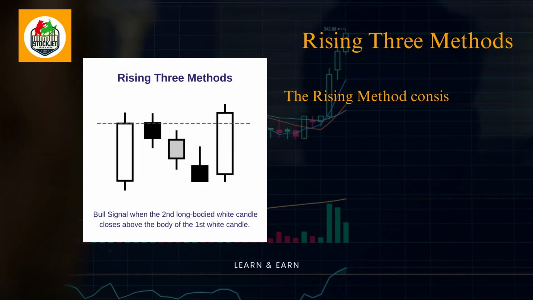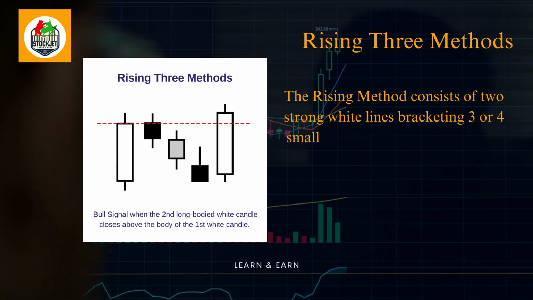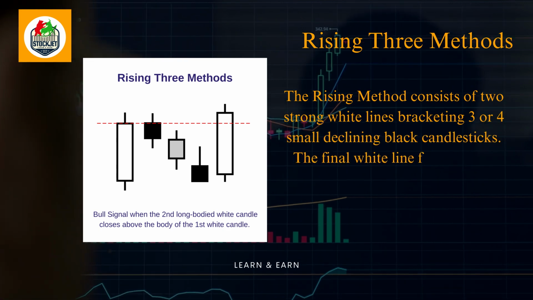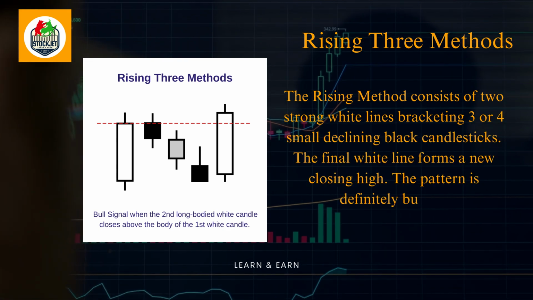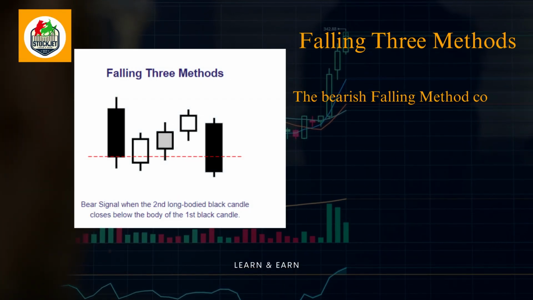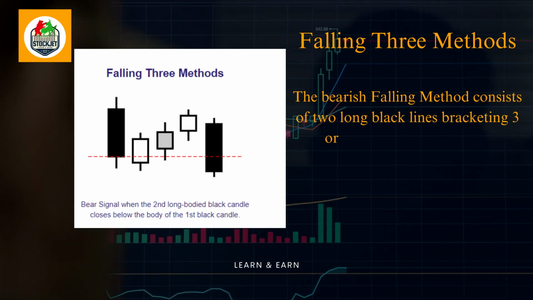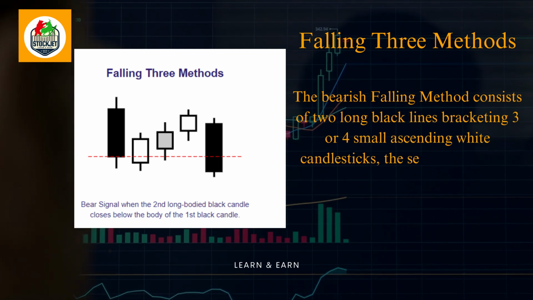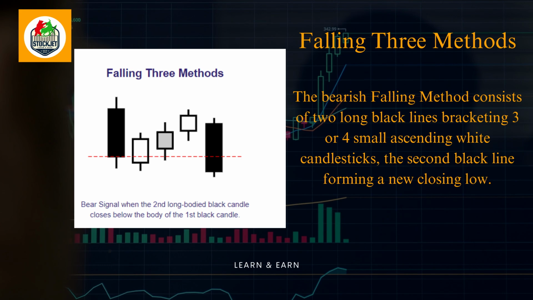Rising three methods. The rising method consists of two strong white lines bracketing three or four small declining black candlesticks. The final white line forms a new closing high. The pattern is definitely bullish. Falling three methods. The bearish falling method consists of two long black lines bracketing three or four small ascending white candlesticks, the second black line forming a new closing low.